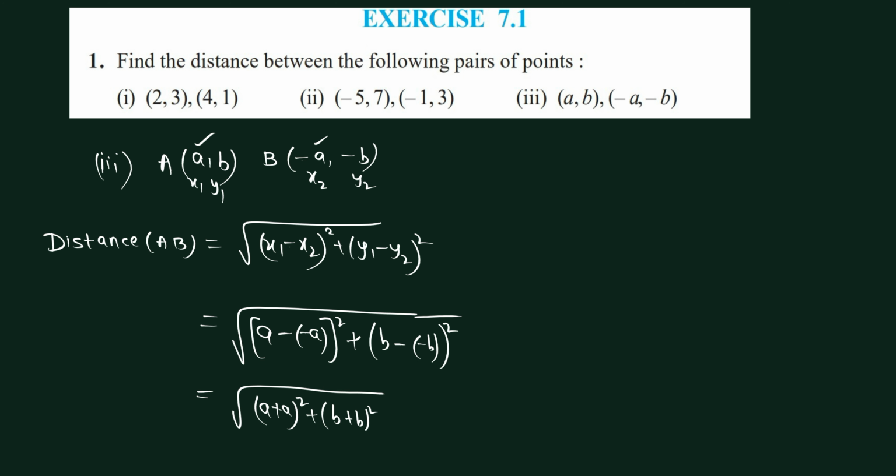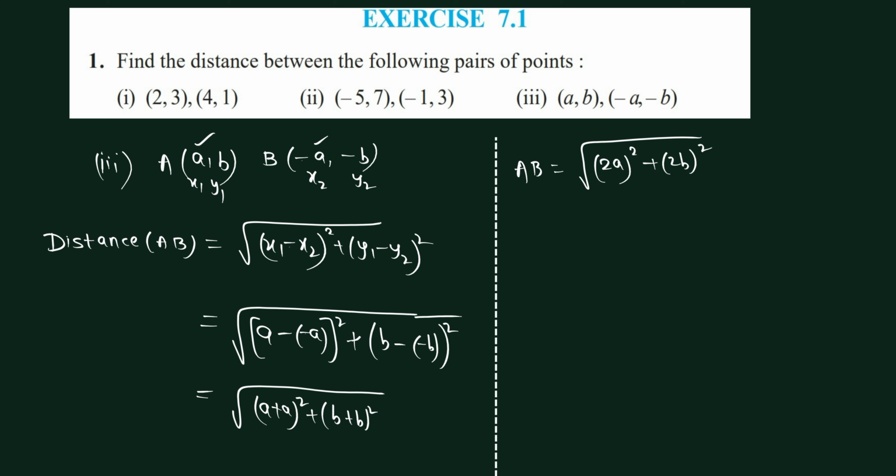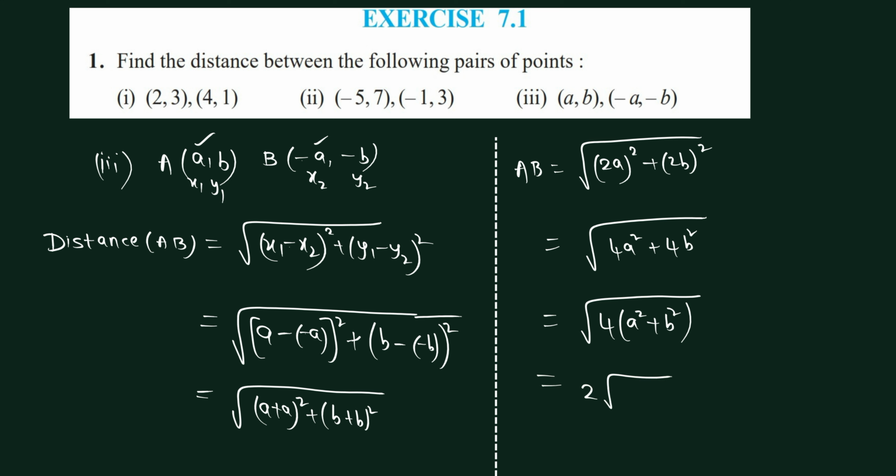And now distance AB equal to root over a plus a is 2a whole square, b plus b is 2b whole square. Okay, so this we can write as 4a square plus 4b square. Can I take 4 common? Yes, take 4 common here. 4 of a square plus b square. Then root 4 value is 2. 2 root over a square plus b square units.